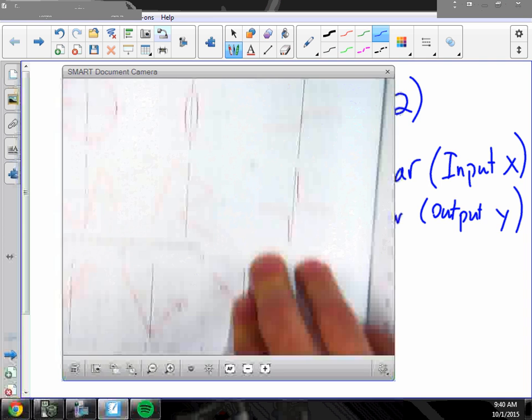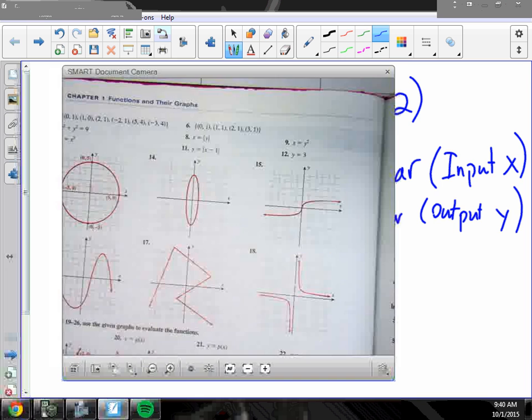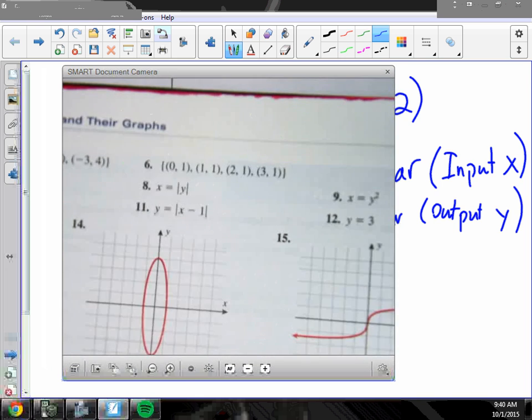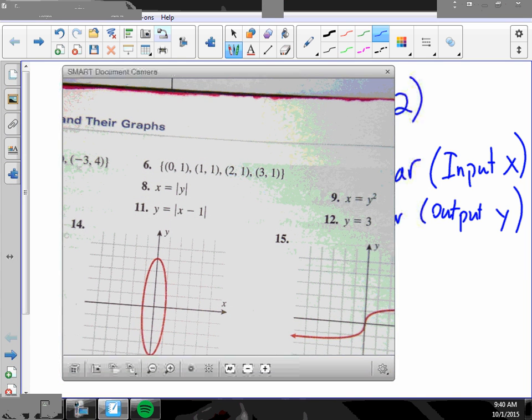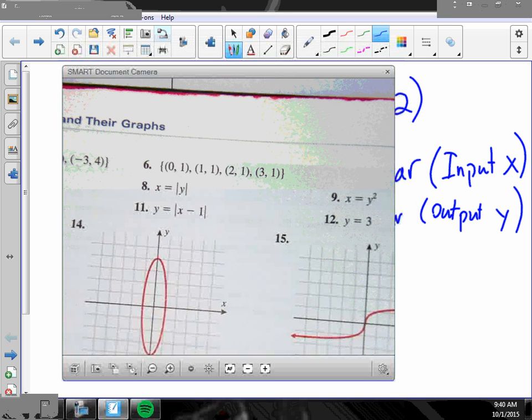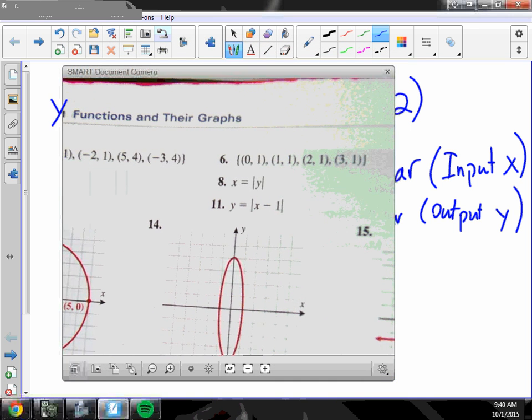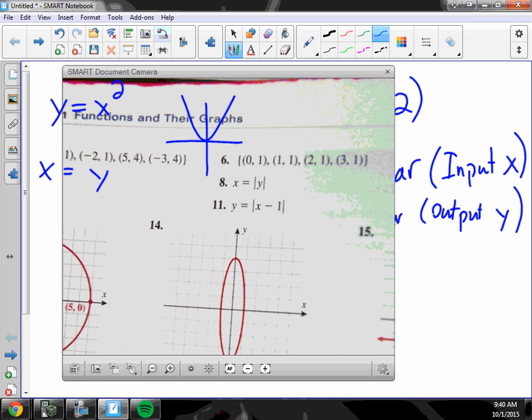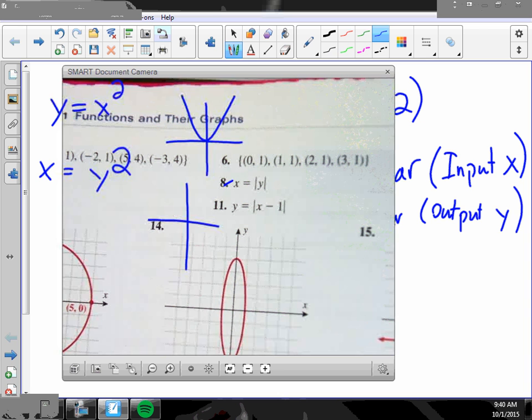Well, the trouble is, this is not y equals the absolute value of x. It's x equals the absolute value of y. It's going to be either a greater than or a less than sign, right? So, y equals x squared is a vertical parabola. What does x equals y squared look like? It's a sideways parabola. And that is not a function.